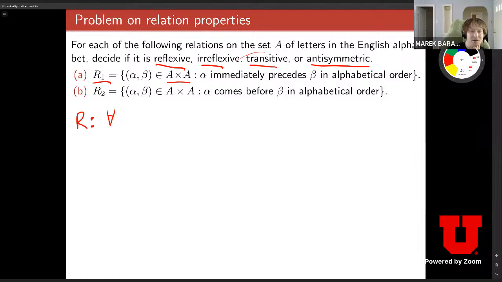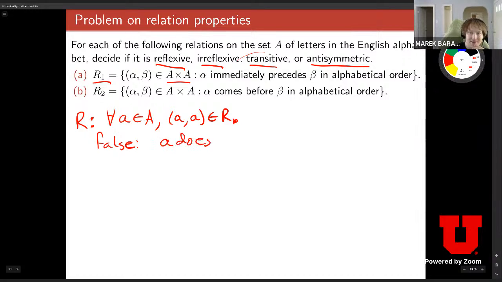So for every A in A, we need to show that A is an R1. So is this true? Every element has an arrow. Does anyone want to guess whether this is true or false? Yeah, false. And it's false because, for example, the letter A does not precede itself.